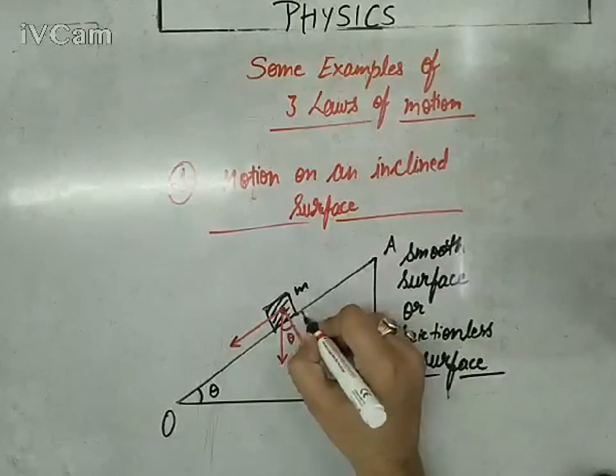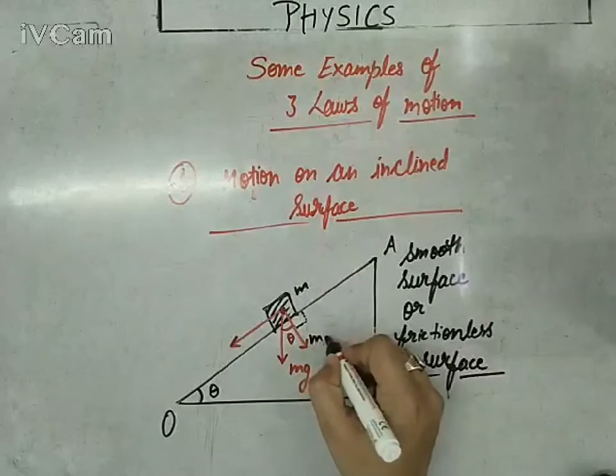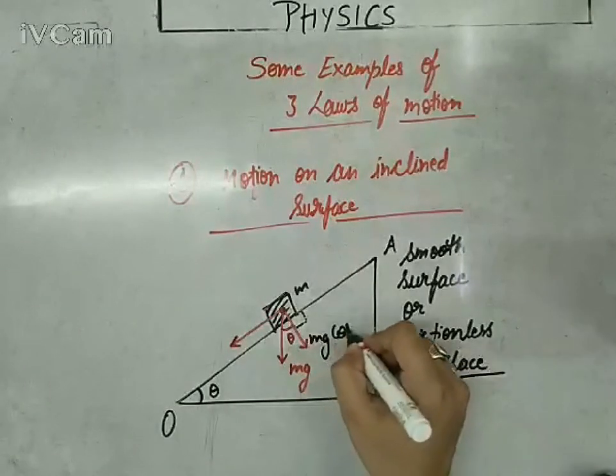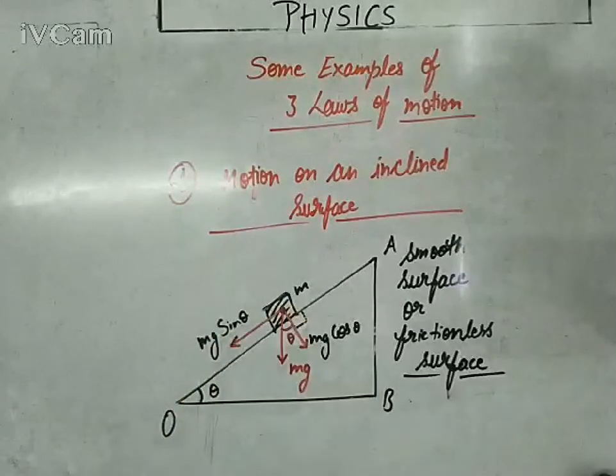Let me represent it for you. This angle is actually 90. That's why this component will be mg cos theta and this component would be mg sin theta. So mg sin theta is the weight component which is responsible for moving the body down. Keep this in your mind.